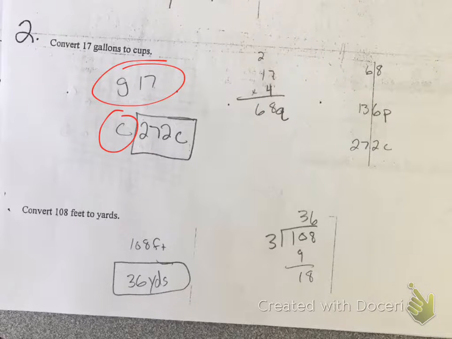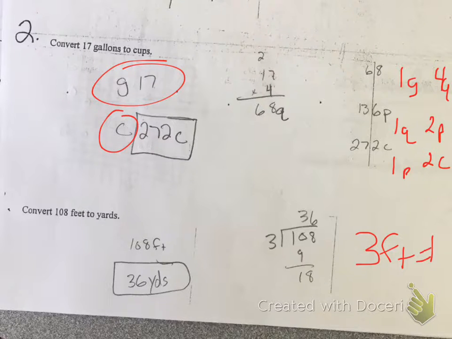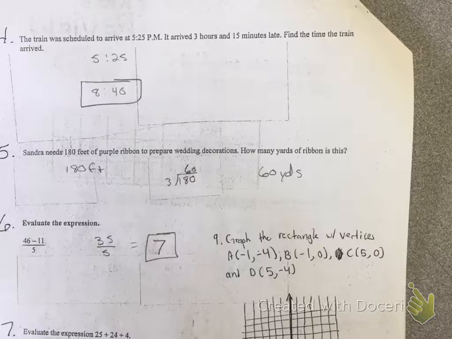Number 2, gallons to cups. Okay, so use your conversion chart. For 1 gallon, it's 4 quarts. For 1 quart, it's 2 pints. For 1 pint, it's 2 cups. There are 3 feet in 1 yard. Okay, so that's how we got our answer there.